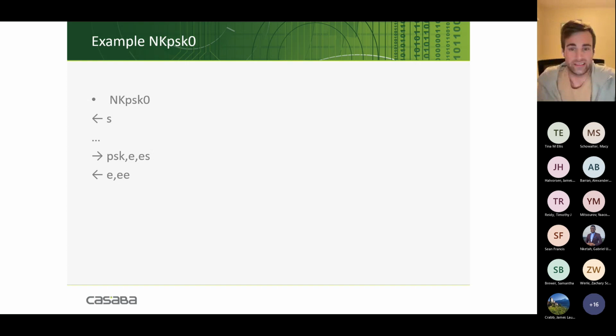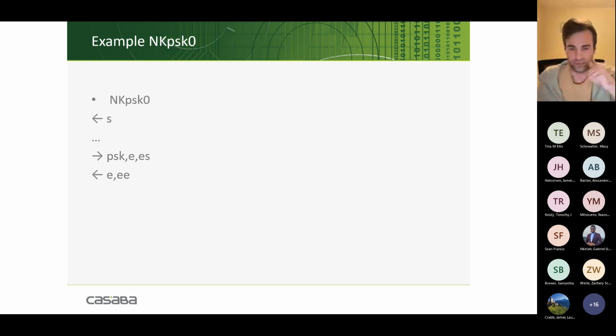The initiator is going to then calculate a new session secret. So that's the arrow going right. And that's going to add the PSK as a part of the message. It's also going to add an ephemeral key share. And that ES means it's going to calculate a Diffie-Hellman shared secret based on the initiator's ephemeral key and the responder's static key. And then the responder is going to send a new ephemeral key, and it's going to calculate a Diffie-Hellman shared secret based off the initiator's ephemeral key and the responder's ephemeral key.